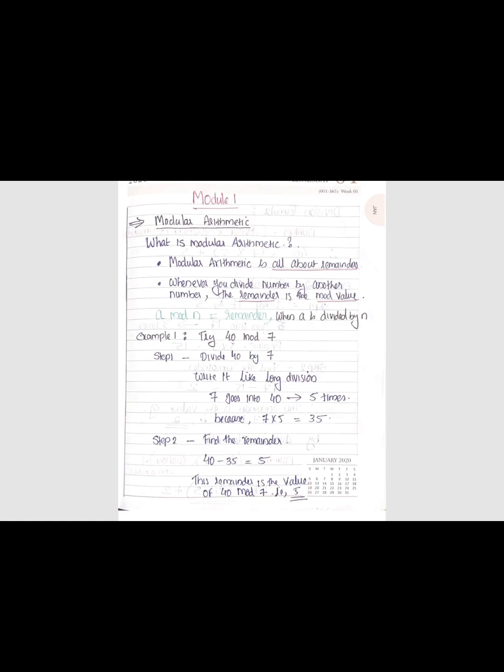Next, we go to step 2. In step 2, we have to find the remainder. That means 40 minus 35, which is equal to 5. This remainder is the value of 40 mod 7, that is 5.